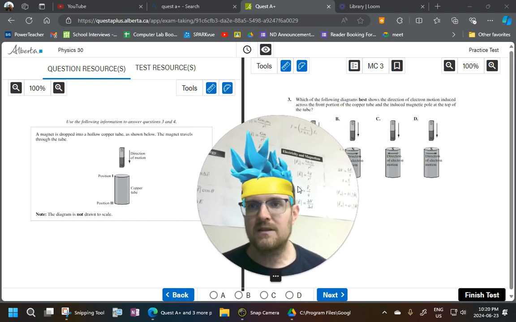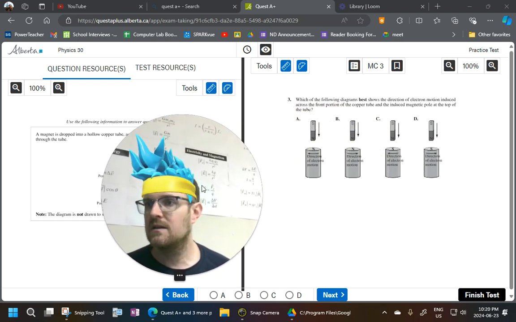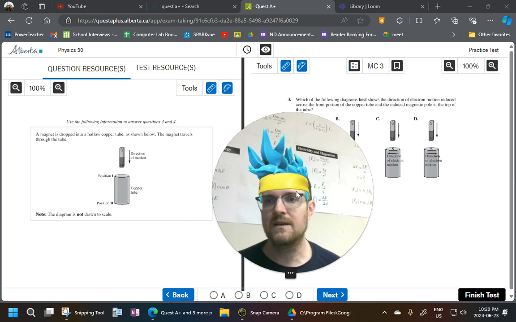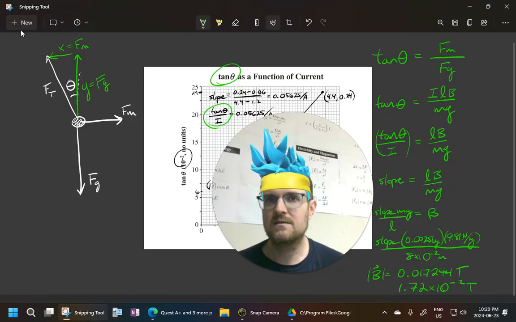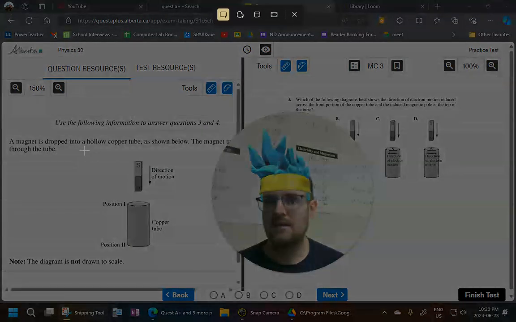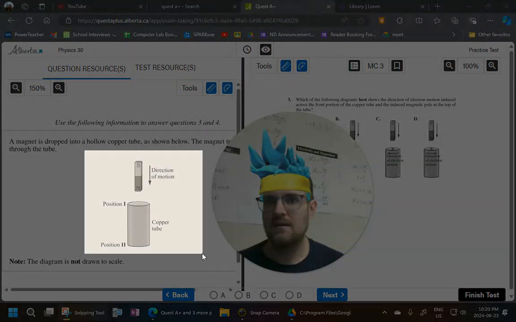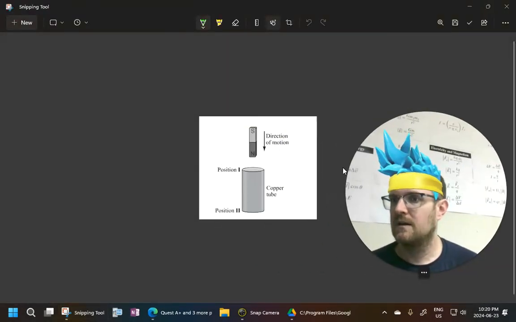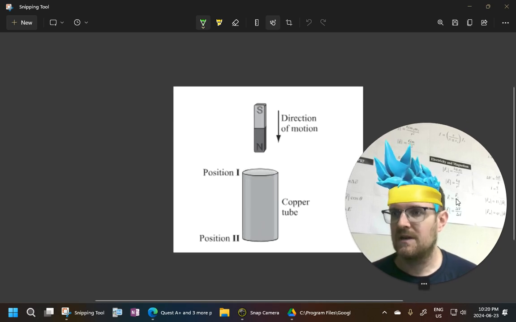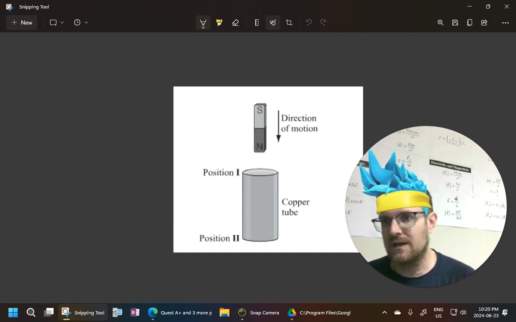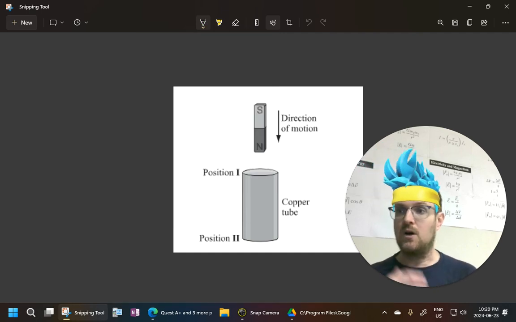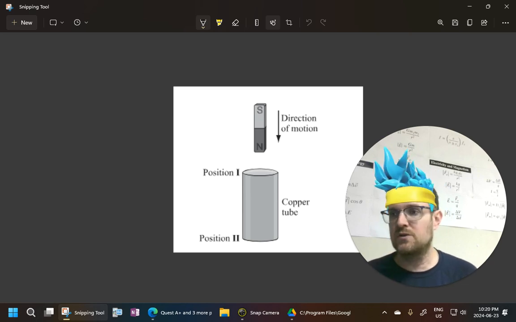A magnet is dropped in the hollow tube through this one. What's a good indication of what's happening here? Okay, so what I'm going to do again, I'm going to snip this picture here because it's always good. Sorry for saving all this work, but whatever. All right, so what's going to happen here? This is Lenz's law. We got this thing dropping through. We got this nice conductive material, so all the electrons in there are going to have this induced current.